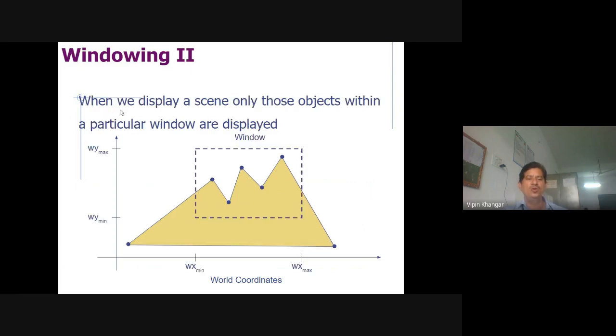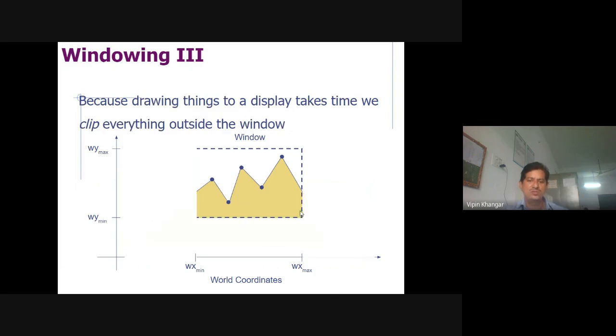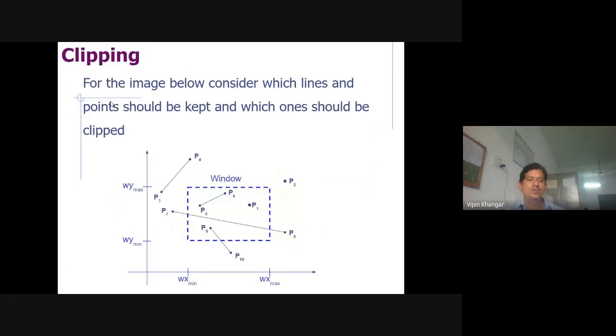Second, we select a particular window, defined by its minimum and maximum x and y. This portion can now be called the window. The rest of the part is clipped, everything outside that window. For this, we need to use software. We can see how the clipping is being done and what care needs to be taken while clipping. For the image below, consider which lines and points should be kept and which should be clipped.